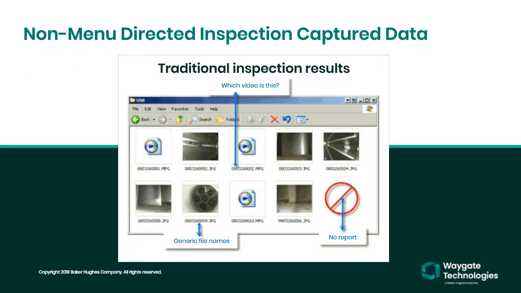Let's take a quick look at the data which is created during a traditional non-MDI inspection. This is what you would see. You may have some videos which were captured. They will have a time and date stamp. There'll be images that are captured. They have a time and date stamp. And there's not going to be any automatically generated report associated with that. So you'd have to have a little notepad on the side that correlated any given time and date stamped image or video to the actual location in the asset where that image or video was captured.